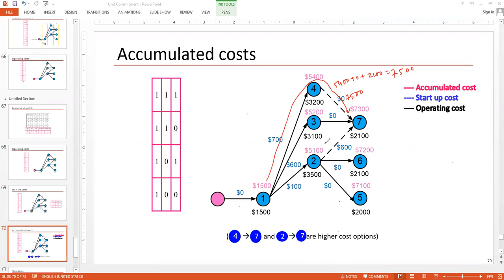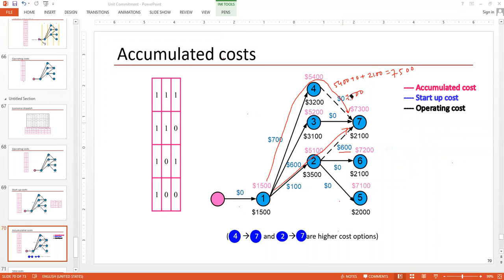How much is this? 5100. So means this. Okay, so how much is this? 5100 plus 600. This is the 600 plus 2100. So it is 5100 plus 2700. Then it is 7800. So this is basically 7800.